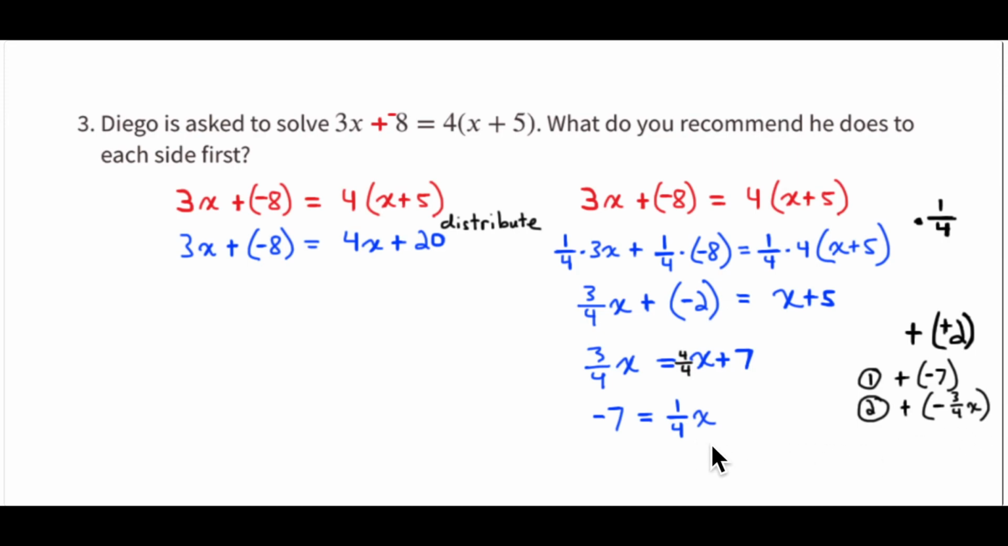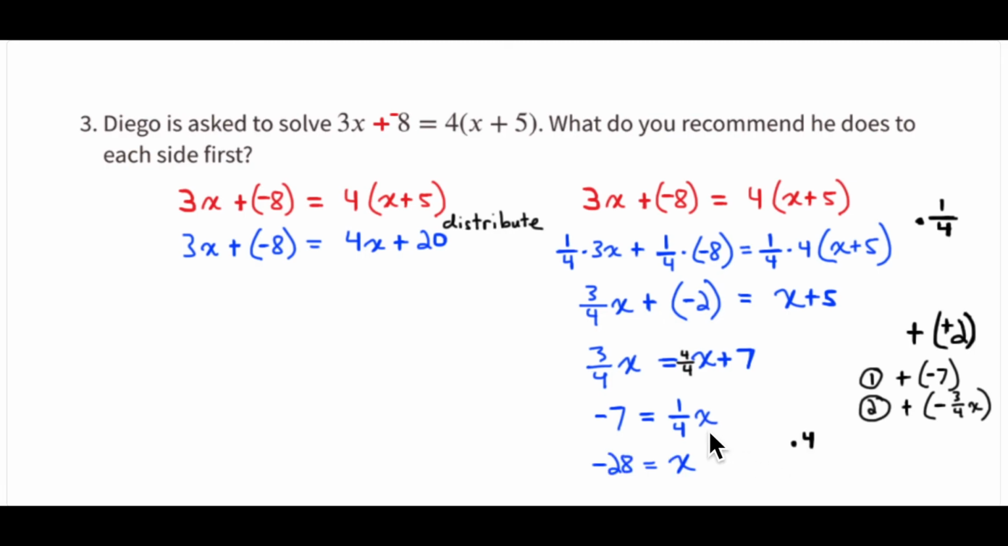A little bit more difficult. And multiply by 4, because if I have 1/4 of an x, a whole x is 4 times that 1/4. That means that x is equal to 4 times negative 7 equals negative 28.